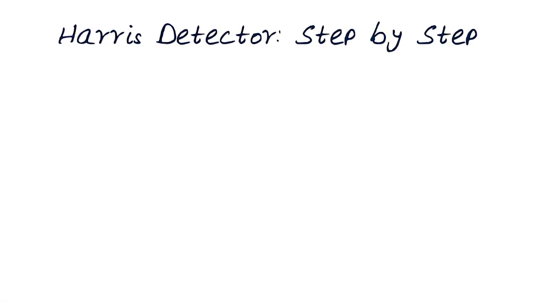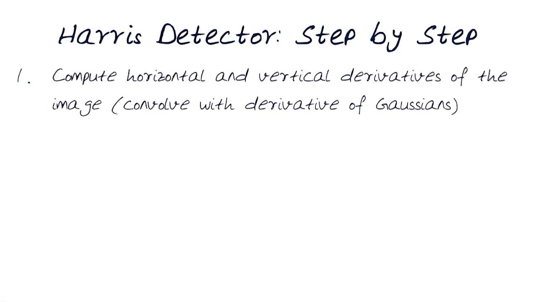So let's look at what the Harris detector algorithm looks like in each and every step. The first step we want to do for Harris corner detection is compute the horizontal and vertical derivatives of the image. And again, if you recall, we have learned how to do this in an earlier lecture, by computing derivatives and getting towards computations like gradient images.